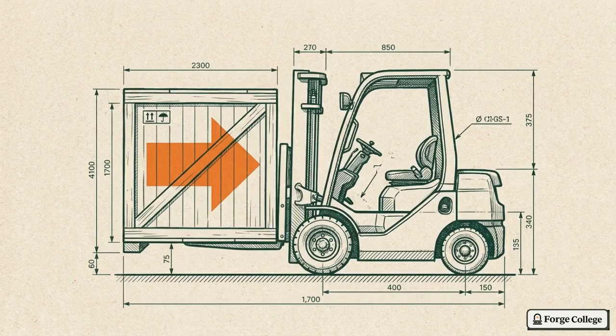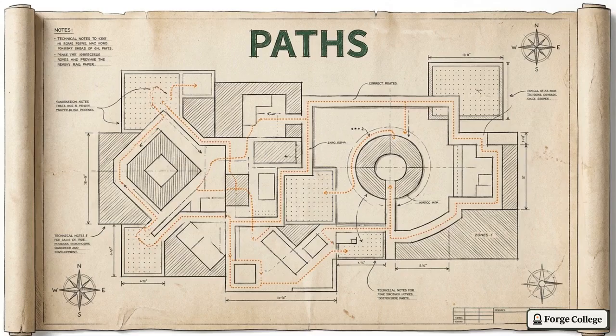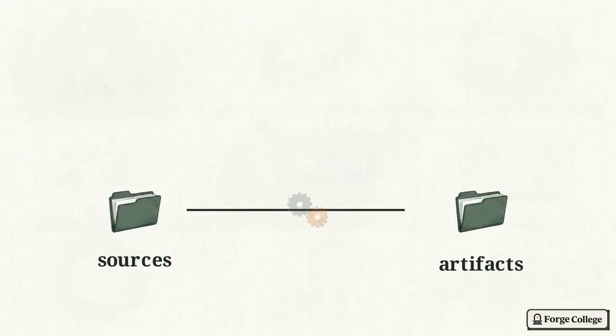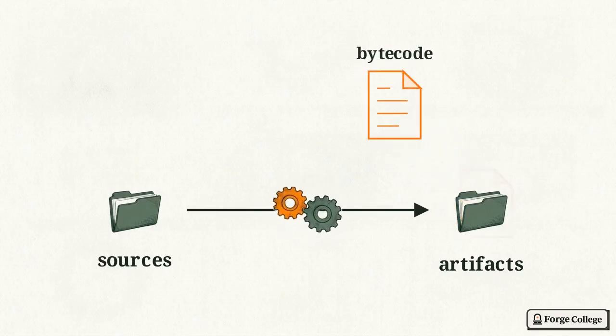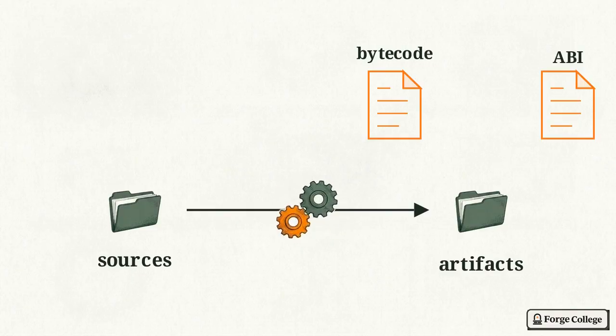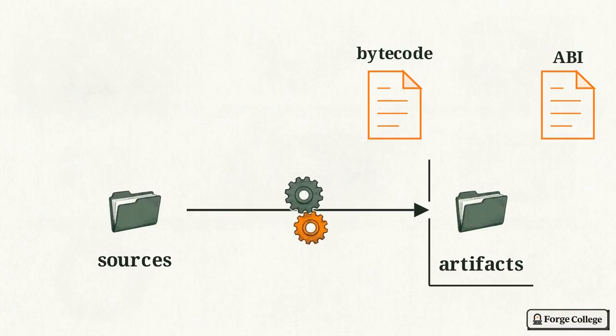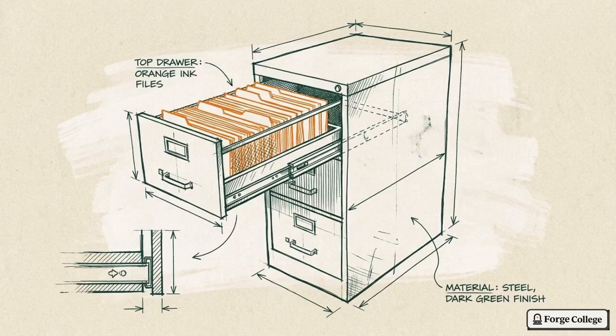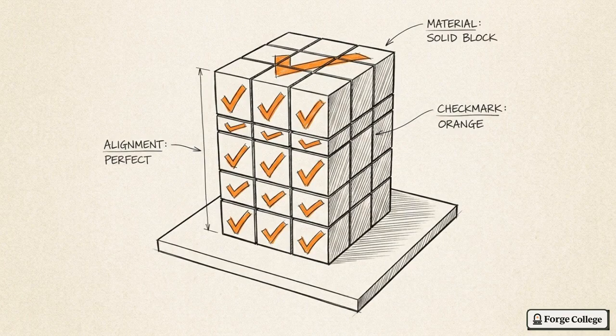Finally, let's look at the factory logistics. Your config file has a path setting, which acts as a map showing the manager where all the physical materials live. First, you have the sources folder. This is your loading dock, where you drop off your raw, uncompiled Solidity code. After processing, the finished products are stored in the artifacts folder. This includes the machine-ready instructions called bytecode and a translation manual called the ABI that tells other apps how to talk to your contract. Think of it as your final shipping warehouse. By letting the config file manage these paths, you never have to wander around your computer guessing where your finished smart contracts ended up after a build.